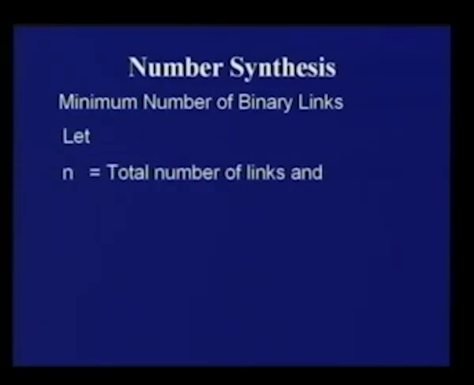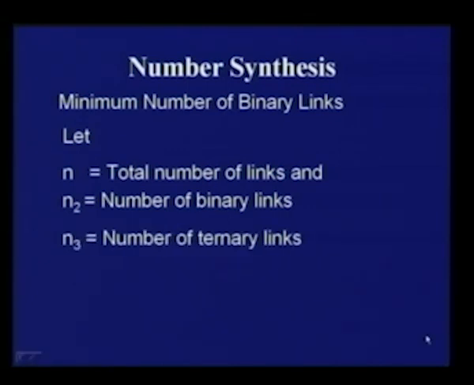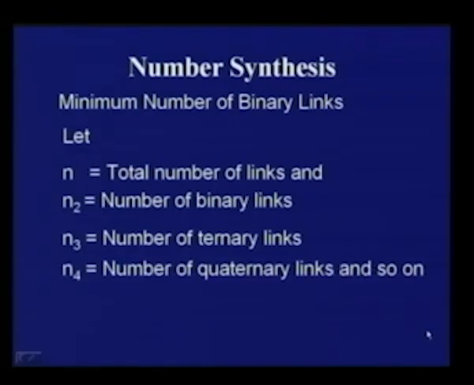Let n be the total number of links in the linkage and n2 be the number of binary links, n3 be the number of ternary links. Similarly, n4 be the number of quaternary links and so on. Thus, we have the total number of links n is equal to n2 plus n3 plus n4 up to ni, where i denotes the highest order link that is present in this linkage. So, our first task is to determine the minimum value of n2.